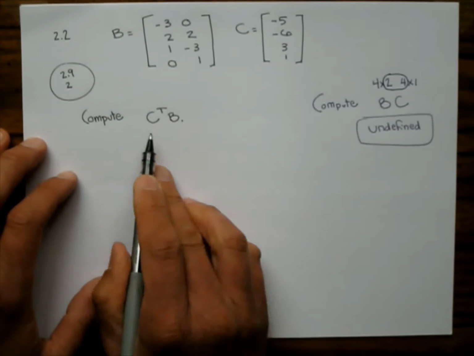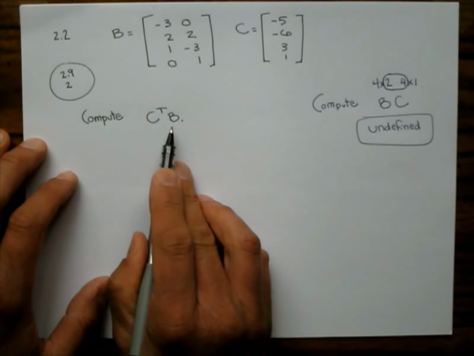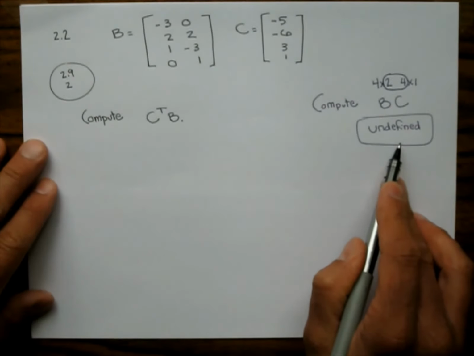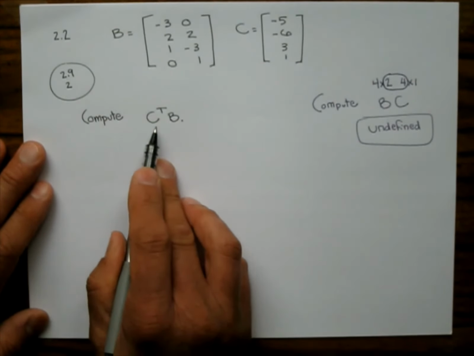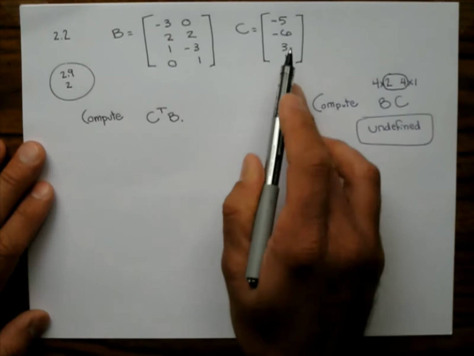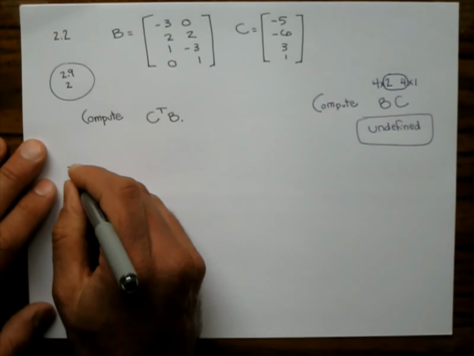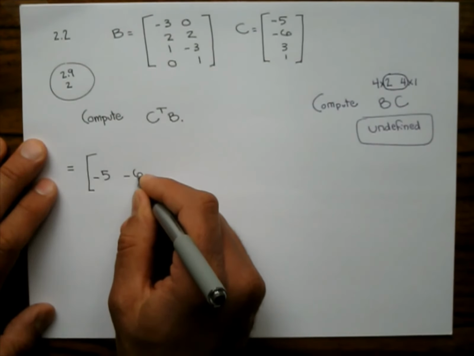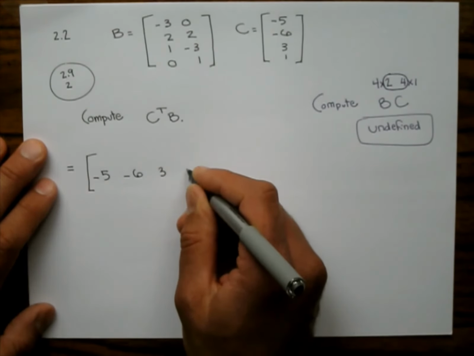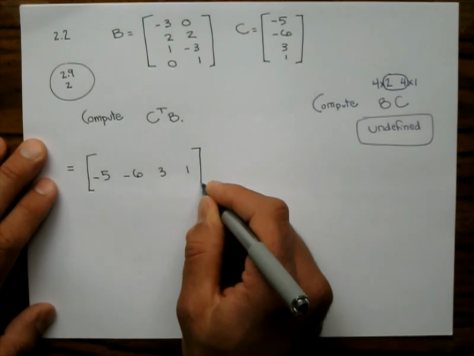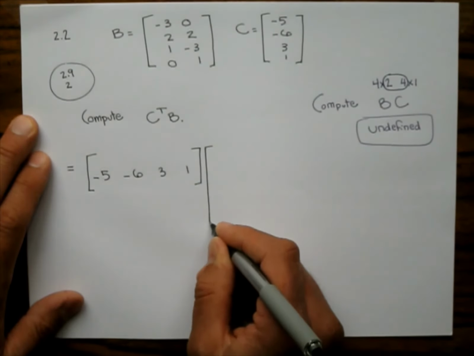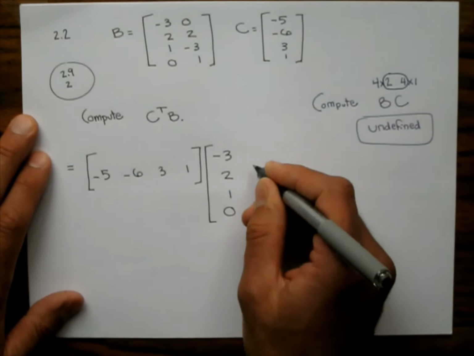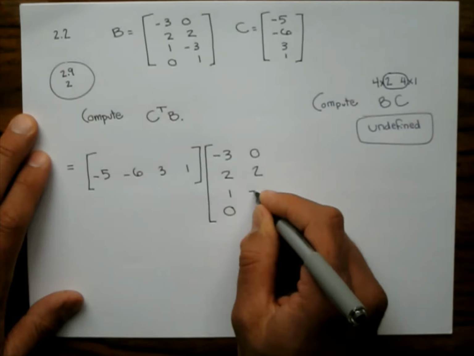But that wasn't the problem. The problem that I'm going to do is C transpose B. So expect maybe you might see something like that on the test where it's undefined. I'm going to go ahead and do this one. So C transpose. So I write this column as a row. It's going to be -5, -6, 3, and 1. And then we have B, which is -3, 2, 1, 0, 0, 2, -3, 1.